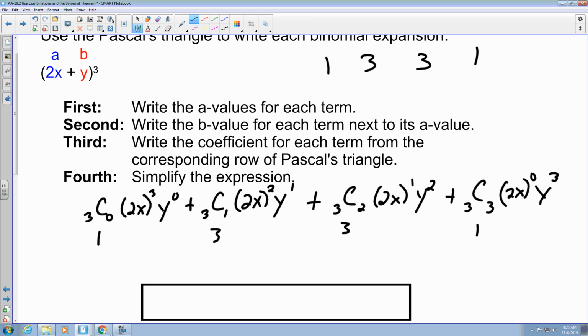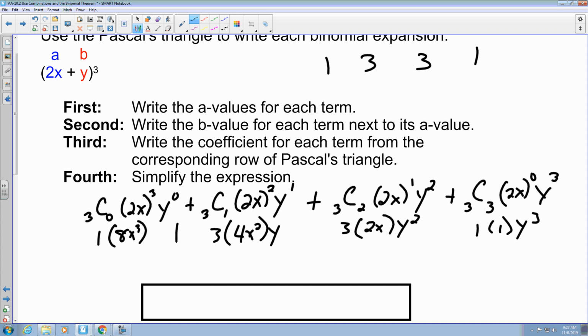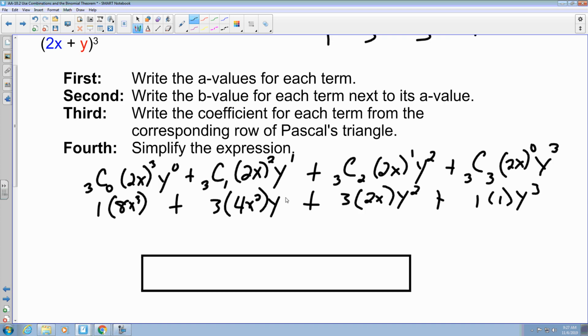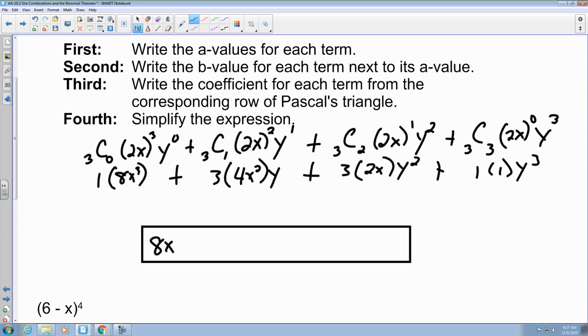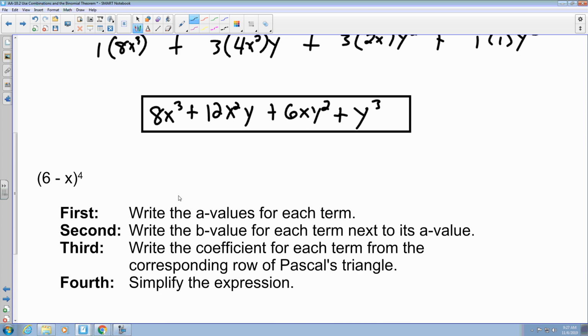So this turns into what? 8x to the third, and that's just 1. This is going to be 4x squared, and that's y to the first. This is going to be just 2x, y to the second, and then this is just going to be 1 times y to the third. So the final step is to just multiply it out. So this is where I get 8x cubed plus 12x squared y plus 6xy squared plus y cubed.